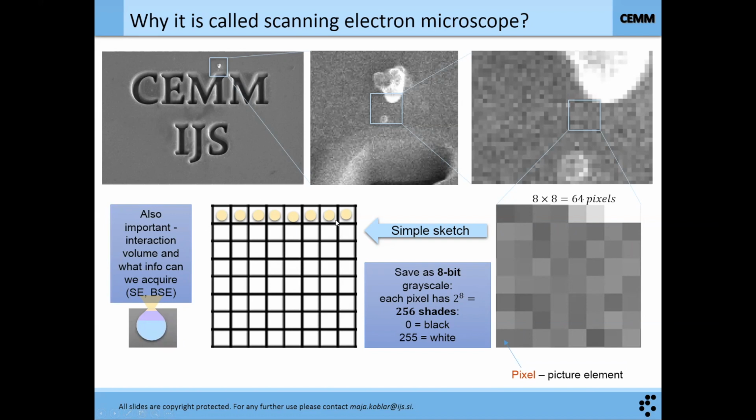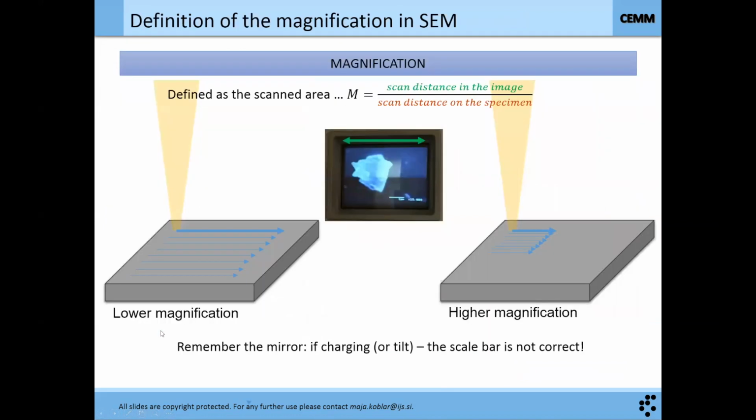We just now talk about this, but later we'll talk about the interaction volume. One thing that's important is the magnification. What is this? This is the scanning distance on the image divided by the scanning distance on the sample. So this is a lower magnification, it scans a larger area of the sample. This is a higher magnification because it scans a smaller area of the sample. But this is true if you don't have any charging.